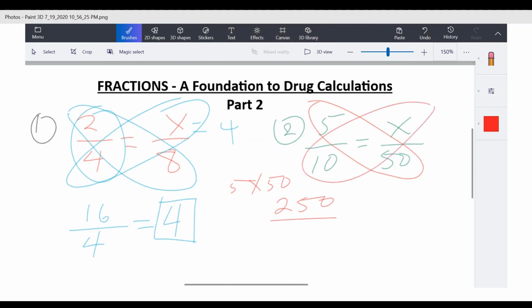Again, we're going to divide by the number that x crosses with, and in this case that will be 10. What I usually like to do, as my dad taught me, is always cross out the zeros, and then you're basically left with 25 over 1, which is the same as 25. So my x is 25. Therefore x is 25.